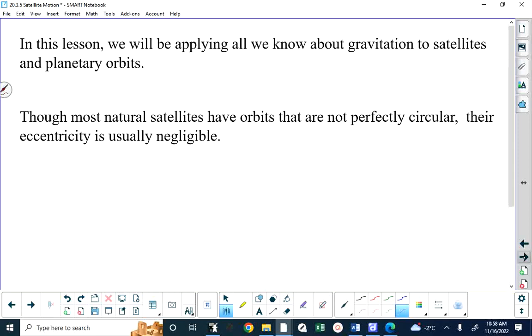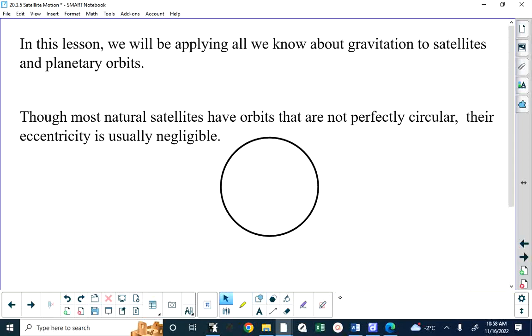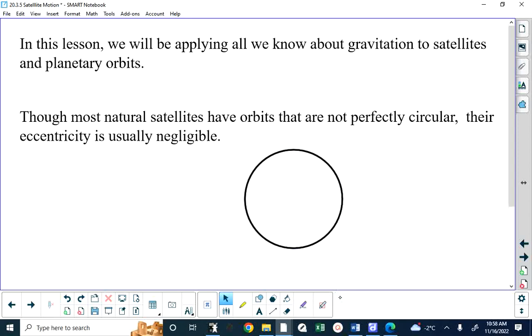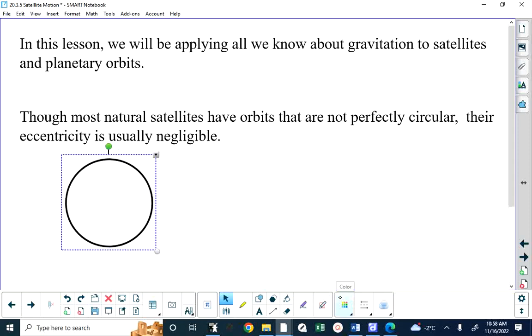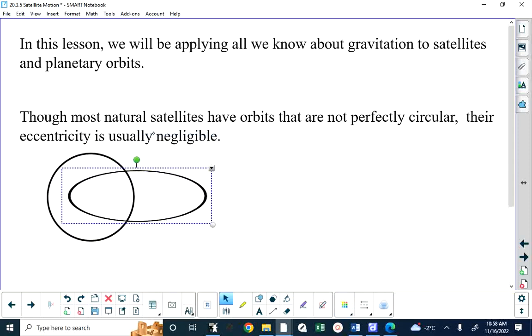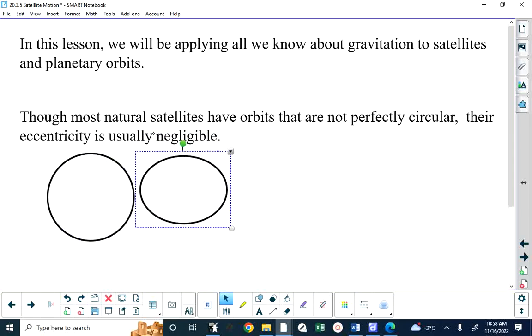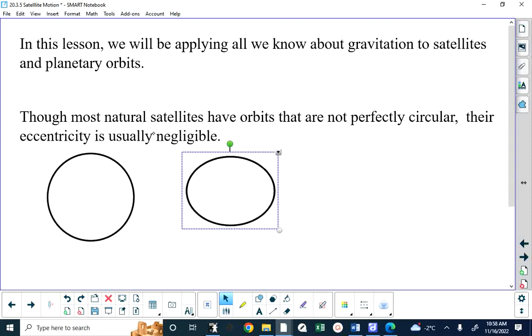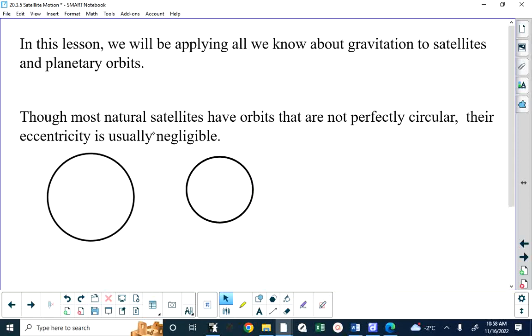Although most natural satellites have orbits that are not perfectly circular, their eccentricity is negligible. And you might see that word eccentricity in your travels in high school physics. When you take a look at a circle, the eccentricity of a circle, there isn't any eccentricity. Okay? But if I take a circle and I make it into something that's not quite circular, and this could even be like that. I don't think that's circular. I think it's a little bit wider.